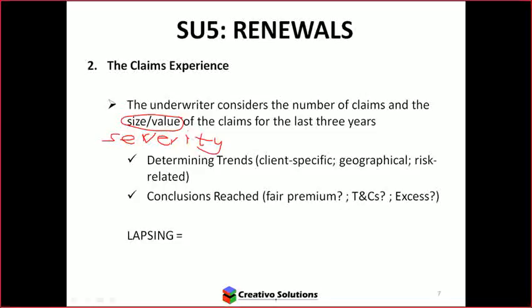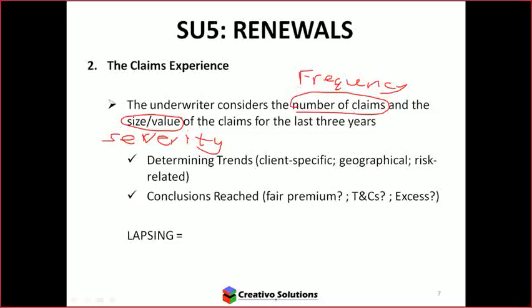So when looking at underwriters, if we look at the number of claims, that's the frequency. So frequency versus severity. How often did you claim versus how severe were the claims? How many times did you have to claim for the entire vehicle versus how many times did you have to claim for maybe a windscreen repair or something minor, something small?